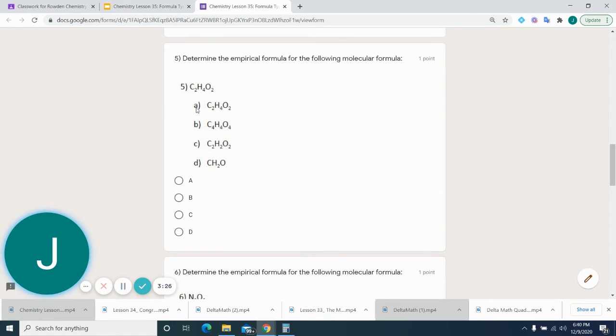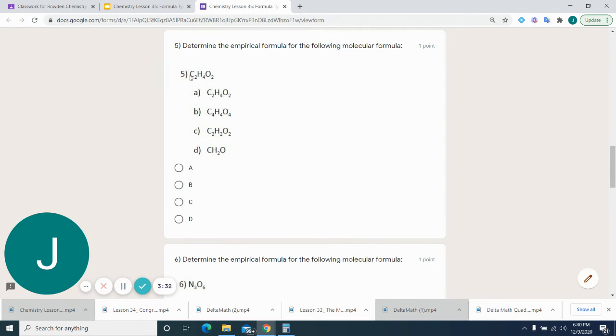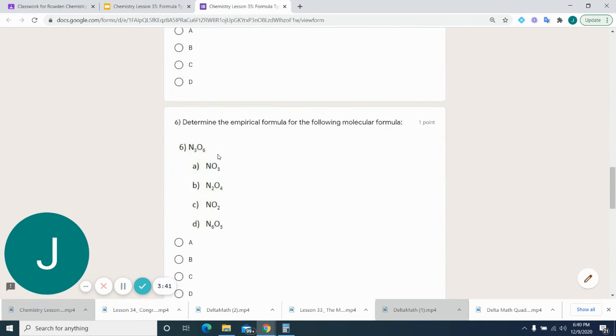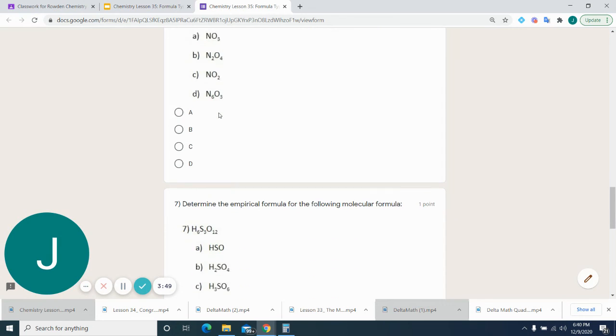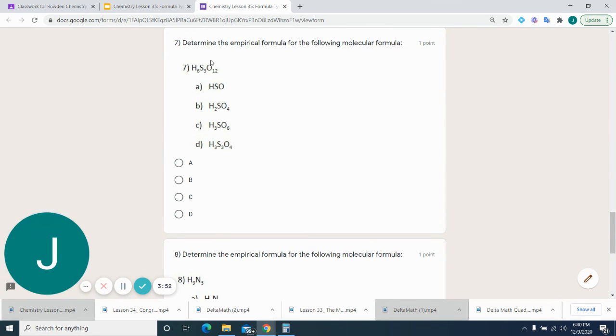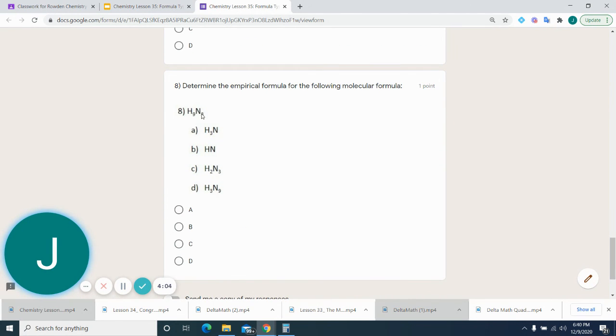Okay, so the molecular formula C2H4O2, those can all be reduced by 2. So it'll be CH2O, CH2O. Number 6, N3O6, divide all those by 3, it'll be NO2, NO2. Number 7, H6S3O12. You can divide all of those by 3, which makes it H2SO4, H2SO4. And last but not least, H9N3, divide them by 3, and you'll have H3N.